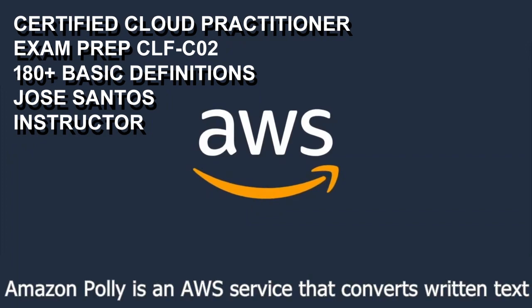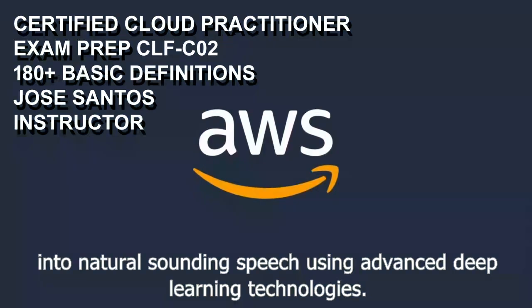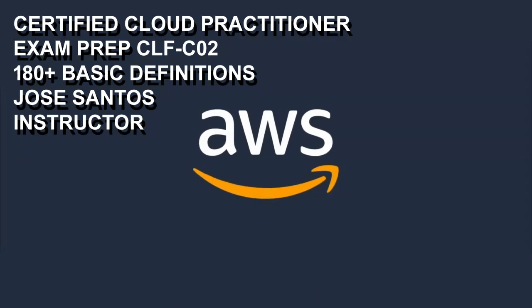Amazon Polly. Amazon Polly is an AWS service that converts written text into natural-sounding speech using advanced deep learning technologies. It provides easy-to-use APIs for text-to-speech synthesis.